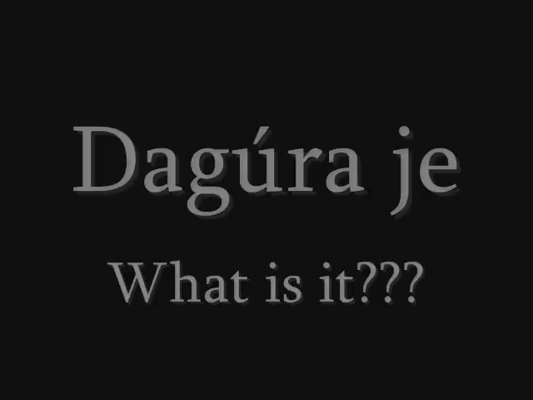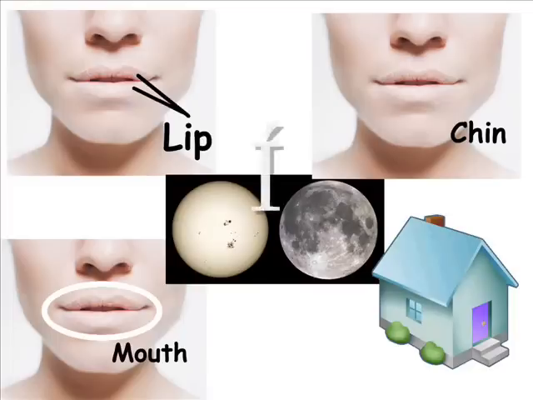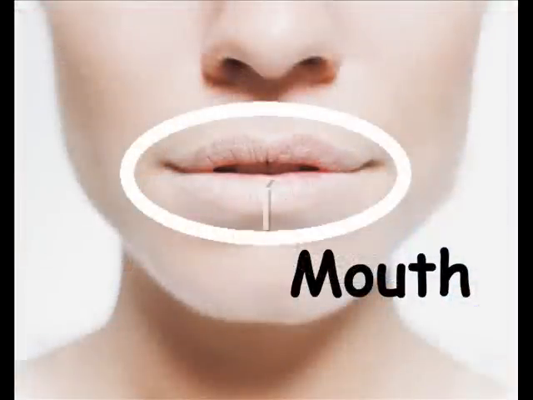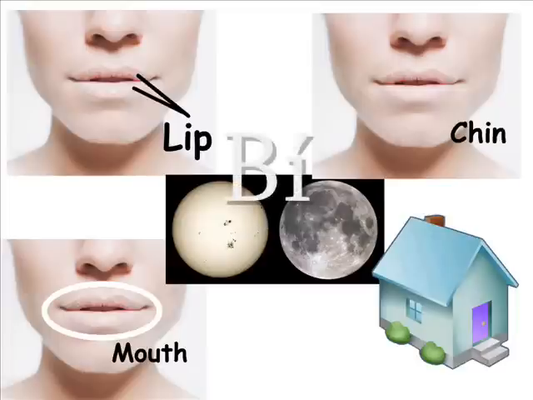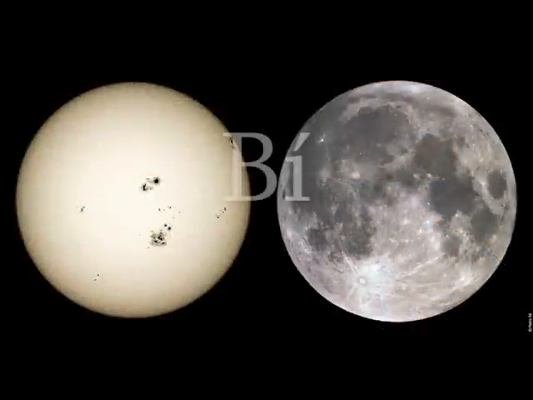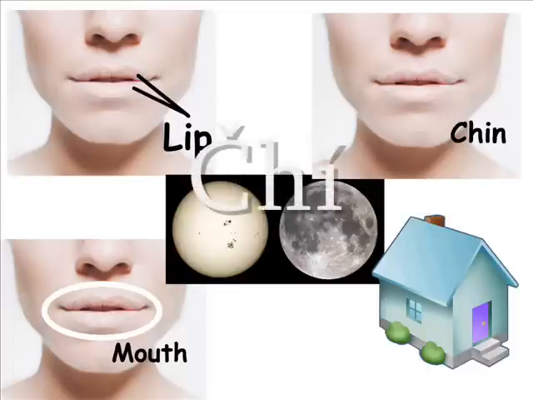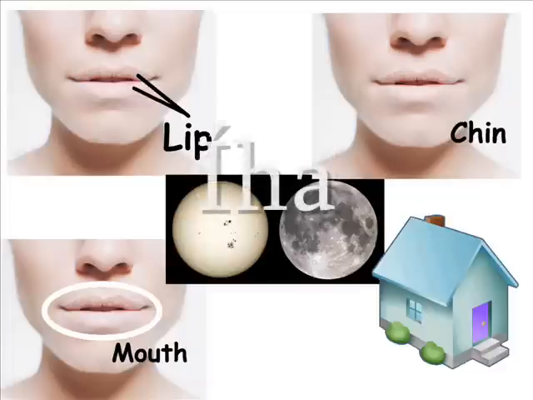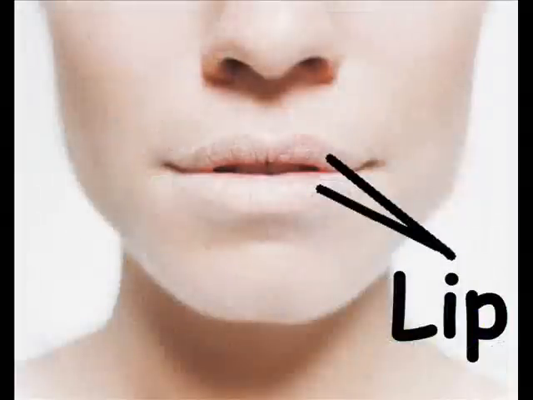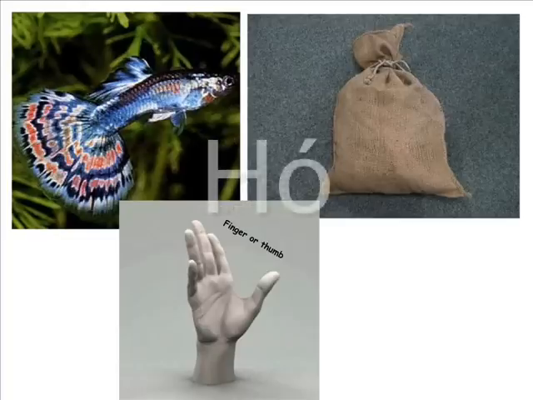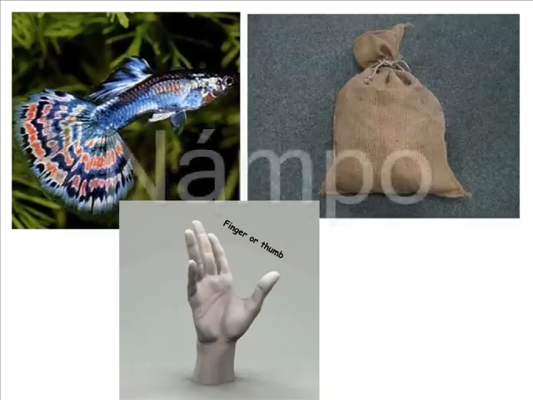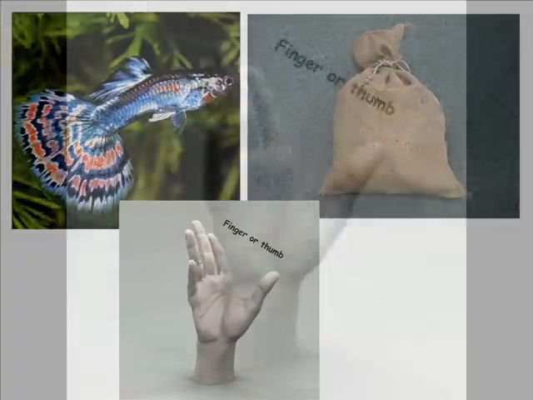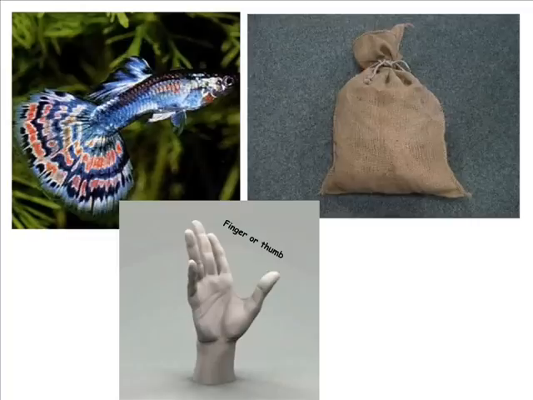Team, match the word to the right picture. E. B. Chi. Iha. Ho. Napo. Wosa.